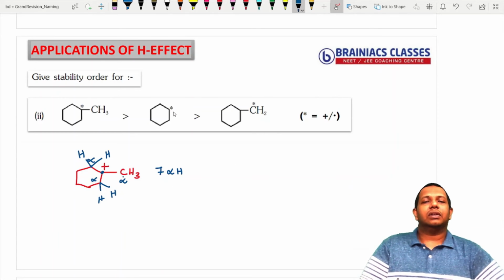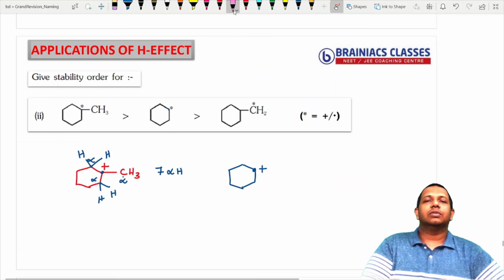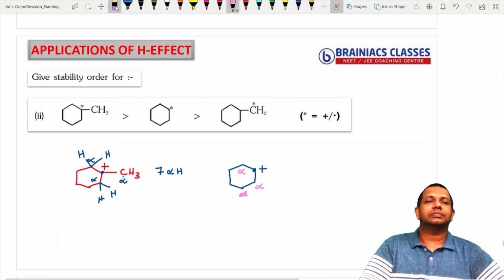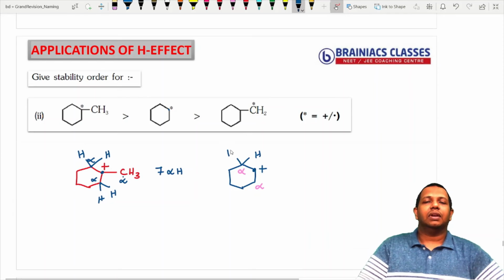Look at this one. Here this is the positive charge. I'm drawing the figure one more time. This is the positive charge. I know this is also carbocation. So this structure, if you see nearby, this one is an alpha. This one is also an alpha. So how many hydrogen atoms are there? You can see here 2 hydrogen atoms are there, and here also 2 hydrogen atoms are there. So I can say this structure is stable by 4 alpha hydrogen.